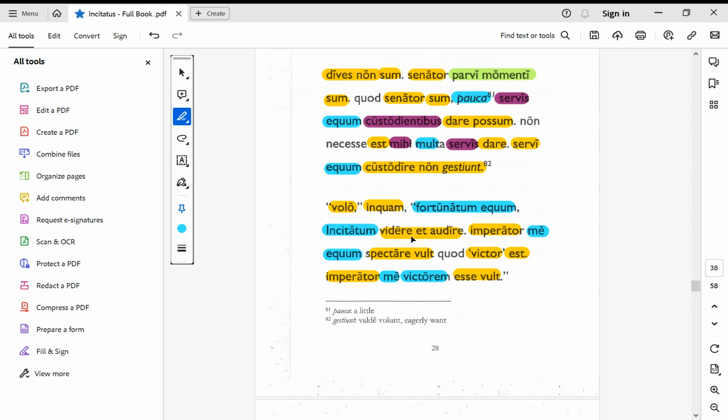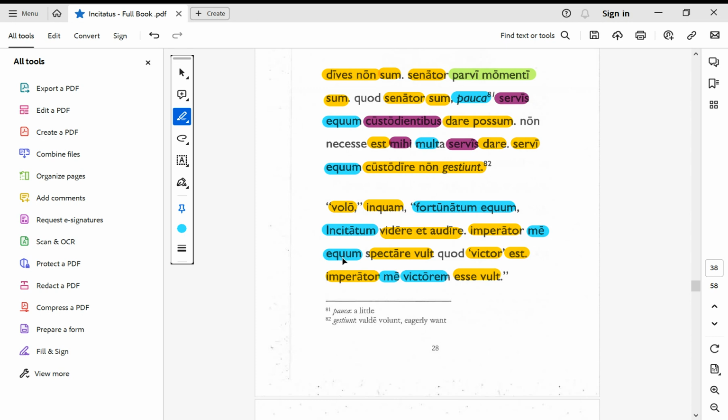These are just very simple subject, verb, or subject, verb, direct object statements. I said, to see and to hear the fortunate horse Incitatus. The emperor wants to watch me horse. Let's see if we can put that together. The emperor wants me to watch the horse.